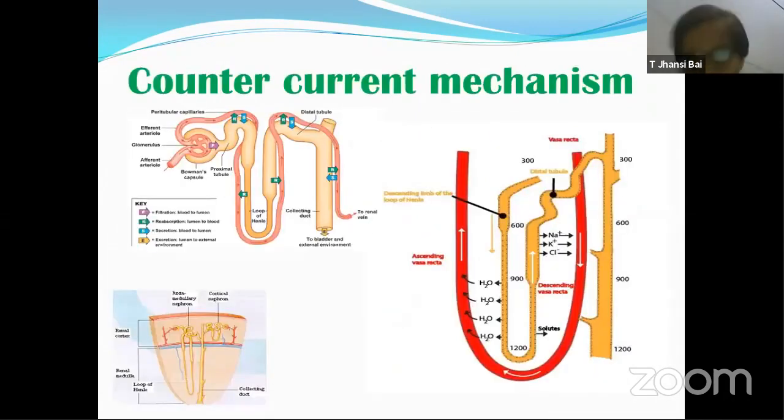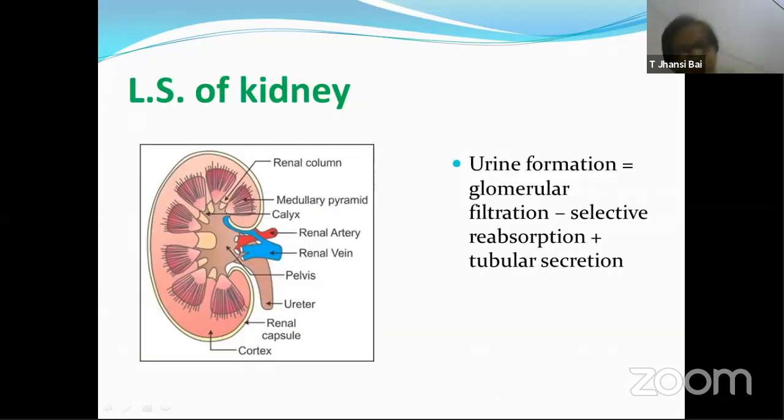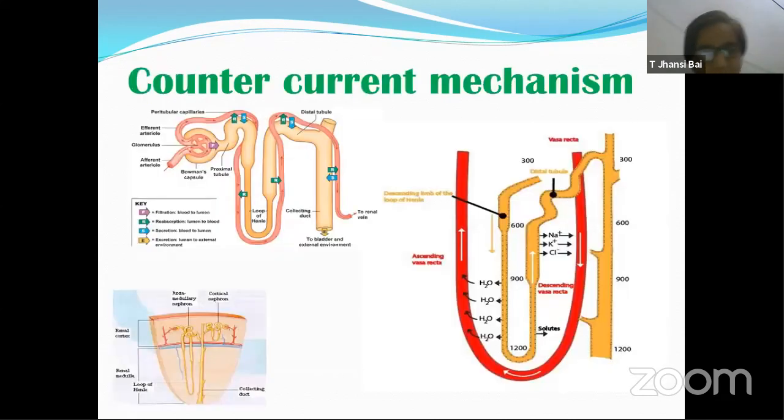Now, what is this counter current mechanism? Let's try to understand word by word. Counter means opposite. Current means flow of liquid. I just want to recapitulate this point, that the outer region of our kidney is called the cortex, and the inner region we call the medulla, where all these pyramids are present. The cortex region is dark because it has a lot of blood capillaries. Just keep in mind that we have cortex and medulla.